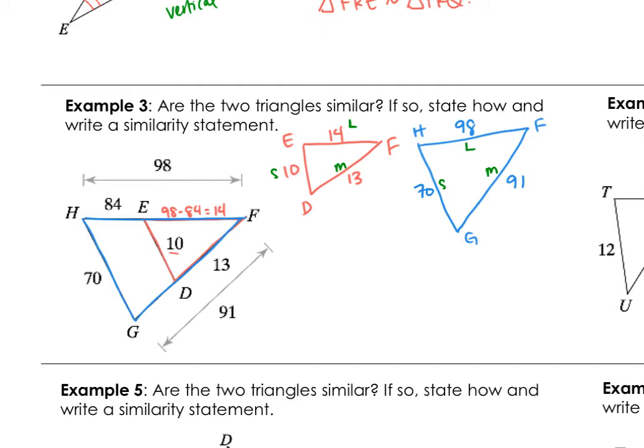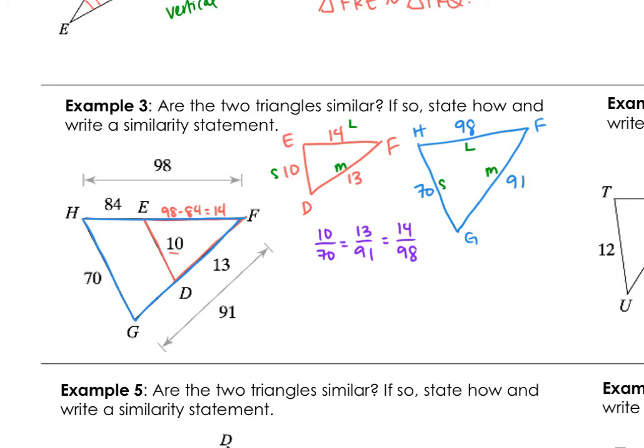Okay, so 10 over 70, we need to check if that's equal to 13 over 91, and check if that's equal to 14 over 98. Something I should point out now is, even though it doesn't matter if you start with the smaller triangle or the bigger triangle, when you're writing your ratios, you need to make sure the numerator, or the top number, is all coming from the same triangle. So 10, 13, and 14 all come from the smaller triangle. 70, 91, and 98 all come from the bigger triangle.